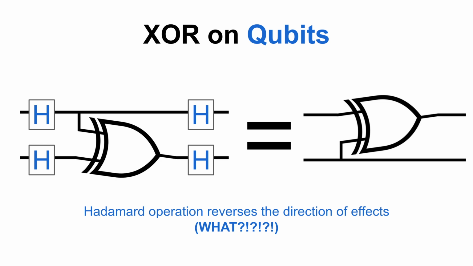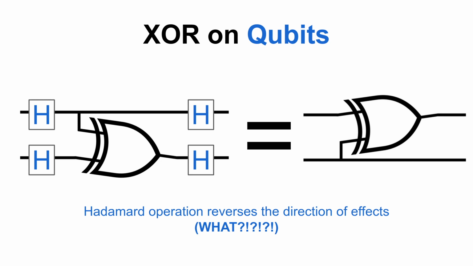if the circuit is operating on qubits instead of bits, the story changes. There's a quantum operation called the Hadamard operation, which you can apply to any qubit. And if you completely surround the circuit with Hadamard operations, it flips the direction of the data dependence.